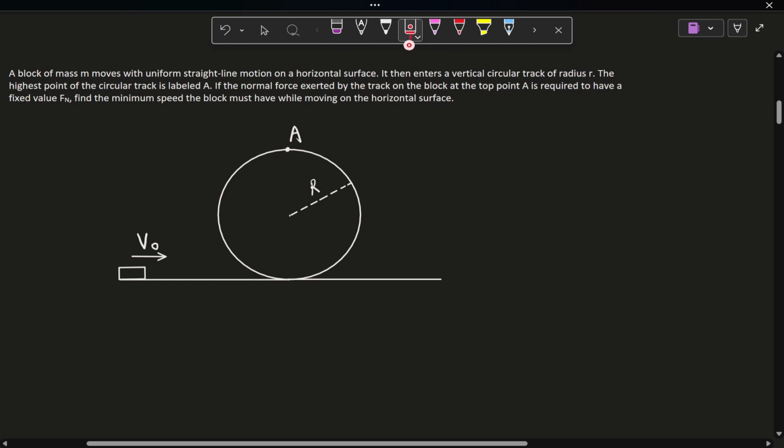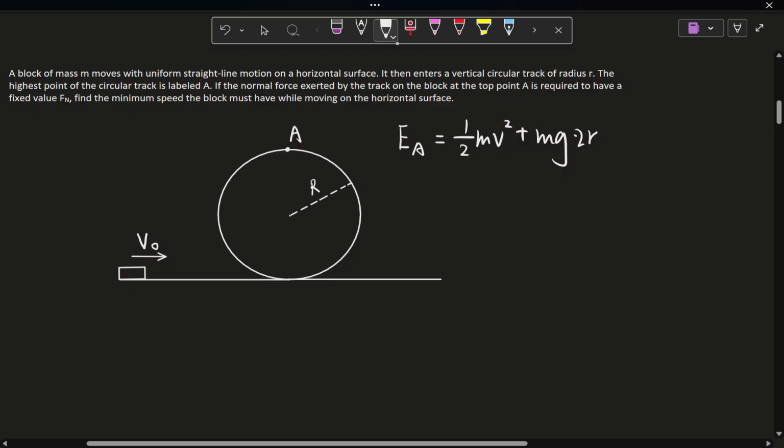At point A, it definitely has gravitational potential energy, right? Because it's this much above the ground. Also, the object is moving along the circular track, so there's definitely kinetic energy on the block. So the energy it has at point A is equal to 1/2 mv squared plus mg times 2r, because this is one radius and this is two radii. However, we don't know the value of v here, so let's try to solve it.